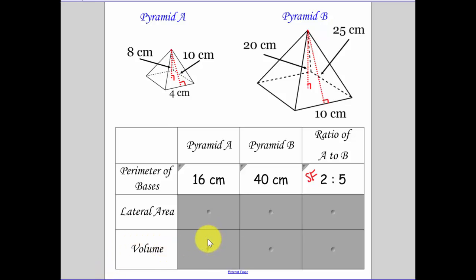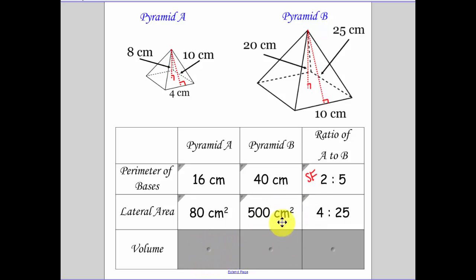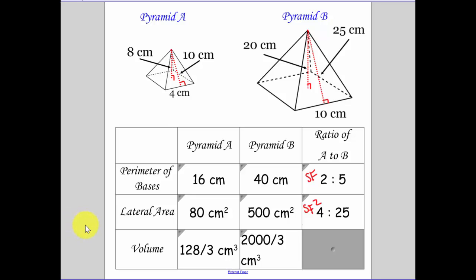Now the lateral area, okay, perimeter of the base, 1/2 times the slant height, we get 80 for Pyramid A. For Pyramid B, we get 500. We get 4 to 25. Hopefully you recognize, comparing that to our scale factor, that's our scale factor squared. Now looking at the volume, we get 128 over 3, 2000 over 3, and that ratio is 8 to 125, and hopefully you recognize that that is the scale factor to the third power.